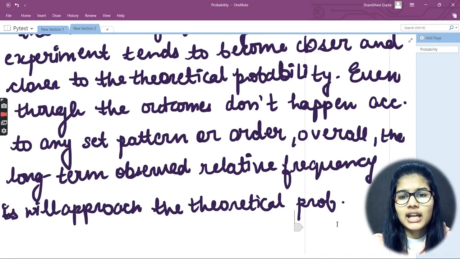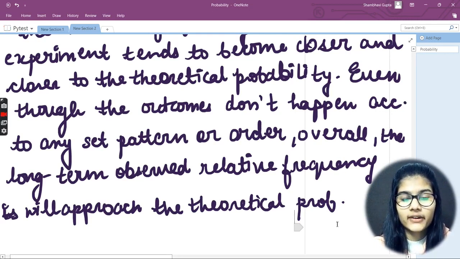It doesn't matter that it follows any set pattern or anything like that, but the relative frequency will approach closer and closer to the theoretical probability. This is what the law of large numbers actually says here, and that's one of the very important characteristics of a probability experiment that is to be known, and not only known but also to be kept in mind.